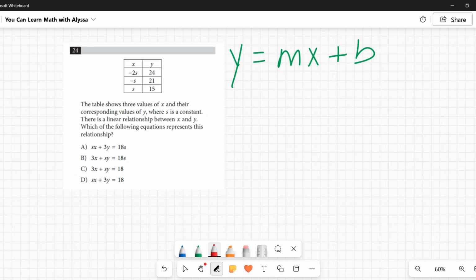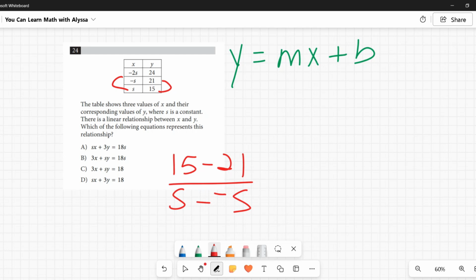Right, so the slope and the y-intercept. Slope is change in y over change in x, and we can do that over here with what we're given. So we can take any 2 points, it doesn't really matter, and I'll say change in y: y1 minus y2, 15 minus 21, and then I go the same way over change in x, s minus negative s. That's change in y over change in x, and I can go either direction, it's fine.